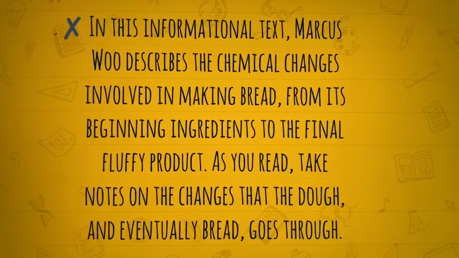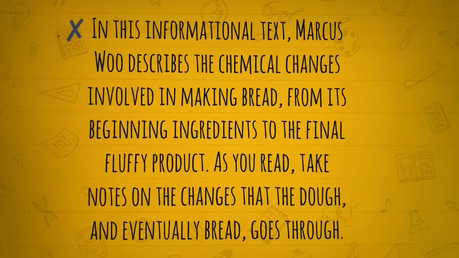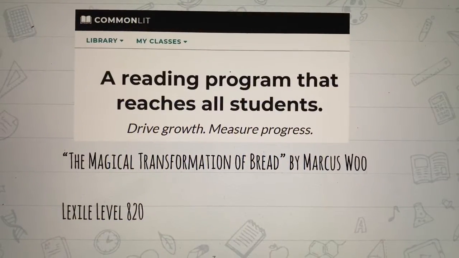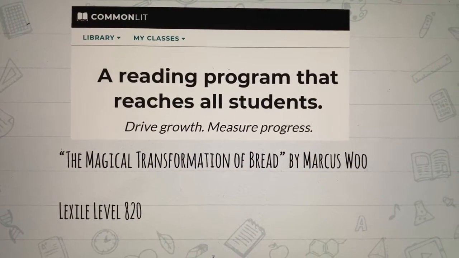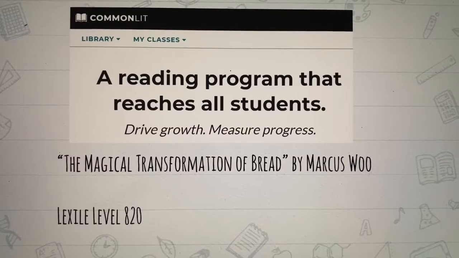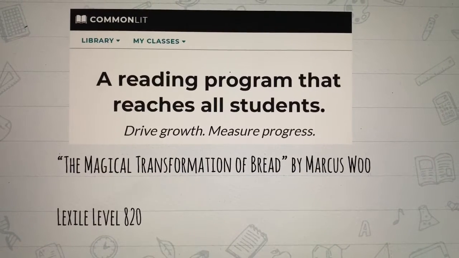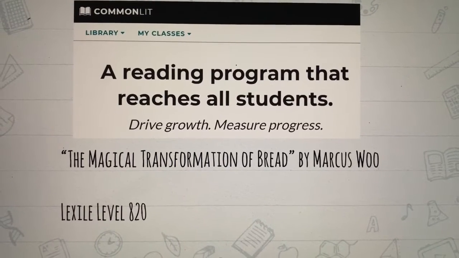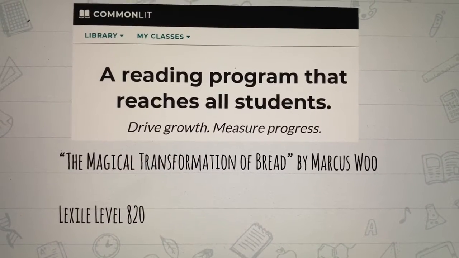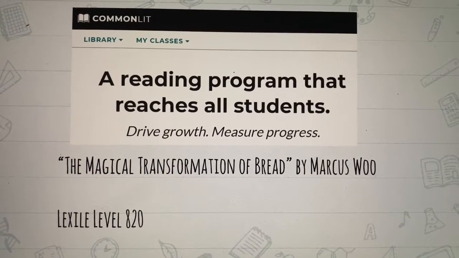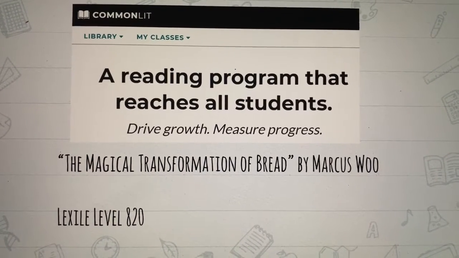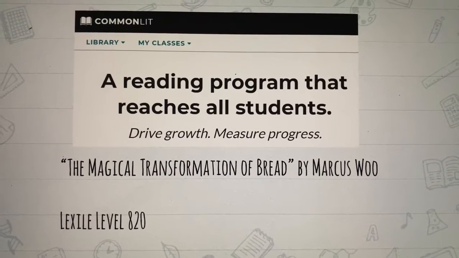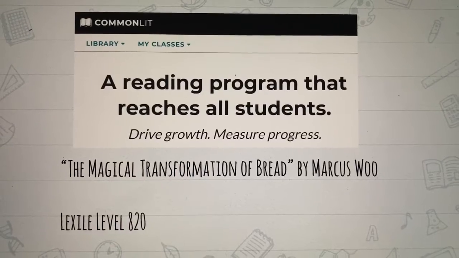As you read, take notes on the changes that the dough and eventually bread goes through. The text and information in this video comes from CommonLit, and you can reach that by going to CommonLit in Google. It's a reading program for students and it is free. The Lexile level of this text is 820. If you wanted to print a copy of this later or go online and read it, you can find The Magical Transformation of Bread by Marcus Wu at CommonLit.